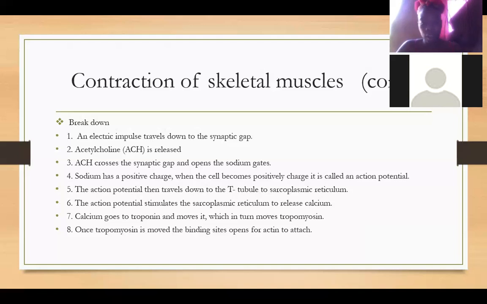Tropomyosin is connected to troponin. We saw that. And we also saw that tropomyosin is responsible for blocking the binding sites to keep your muscles relaxed. So when calcium moves troponin, it moves tropomyosin, and that way it opens up the binding sites for the actin to attach. All right. You need me to go through that one more time, or we're good?